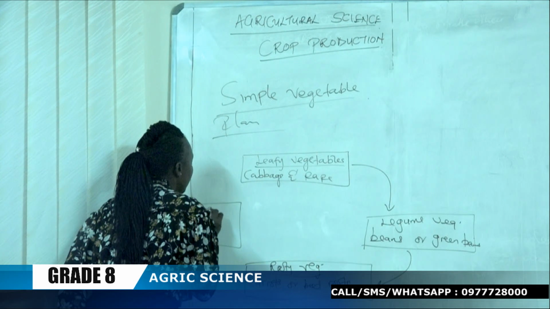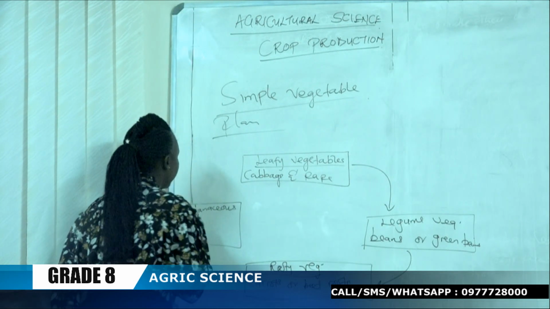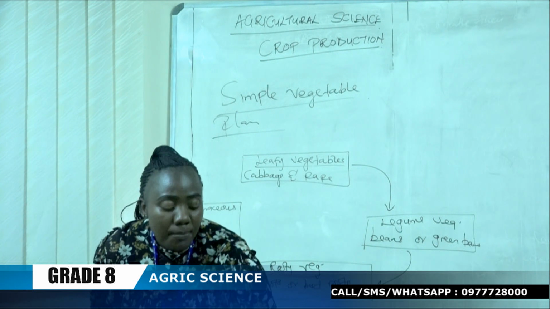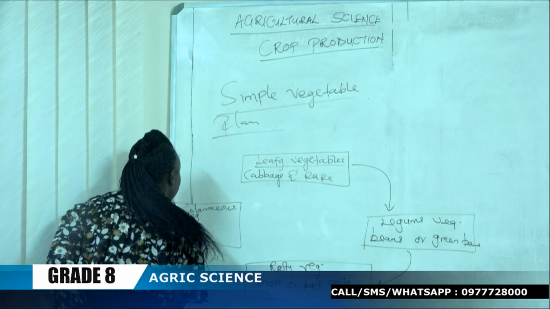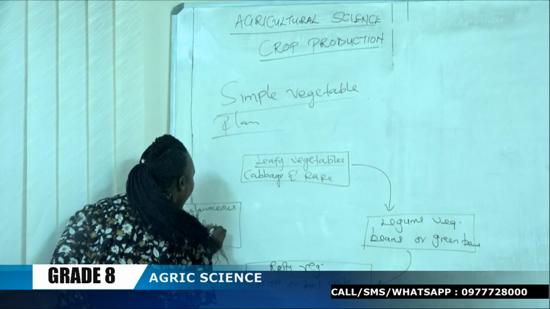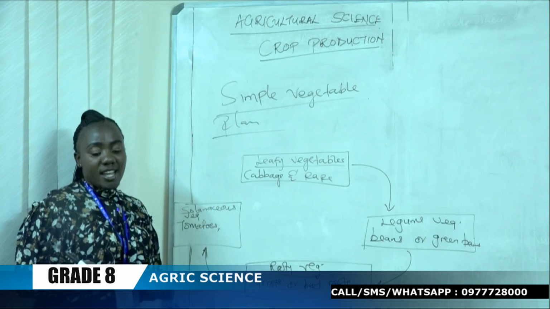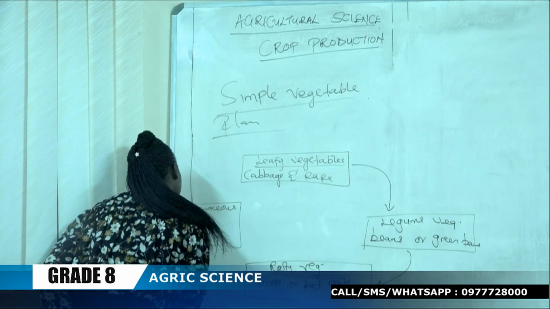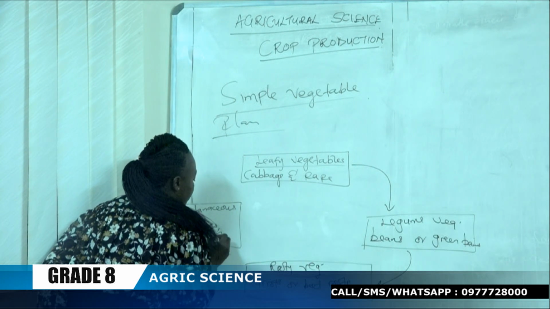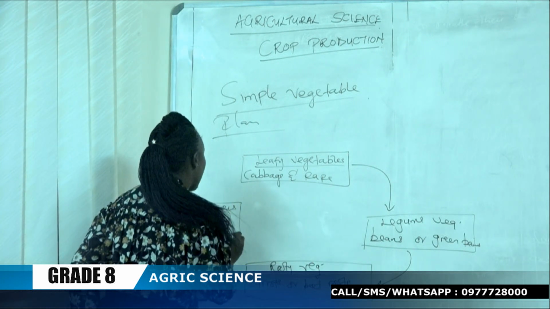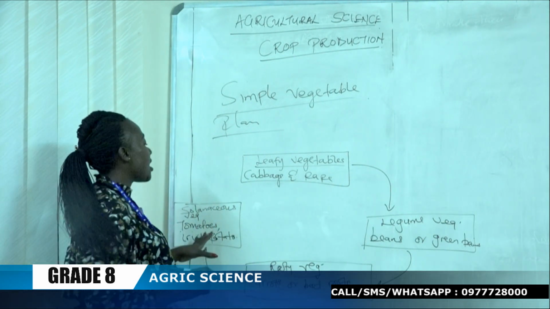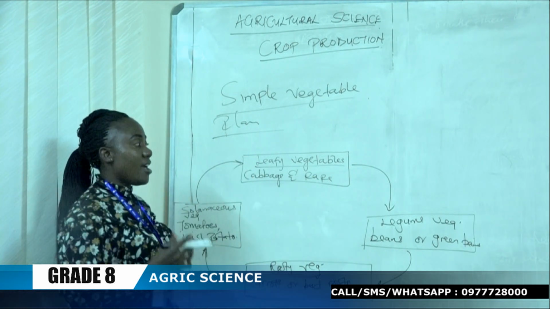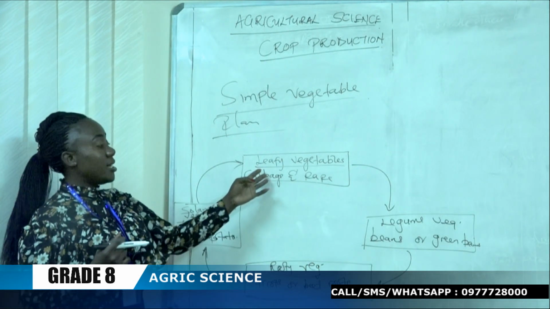solanaceous vegetables. And as examples of solanaceous vegetables, we gave tomatoes. Tomatoes are an example of solanaceous vegetables. If you don't want to grow tomatoes, you can also grow Irish potato. So after you've grown solanaceous vegetables, after they're ready, we harvest them. Then we start again with the leafy vegetables.